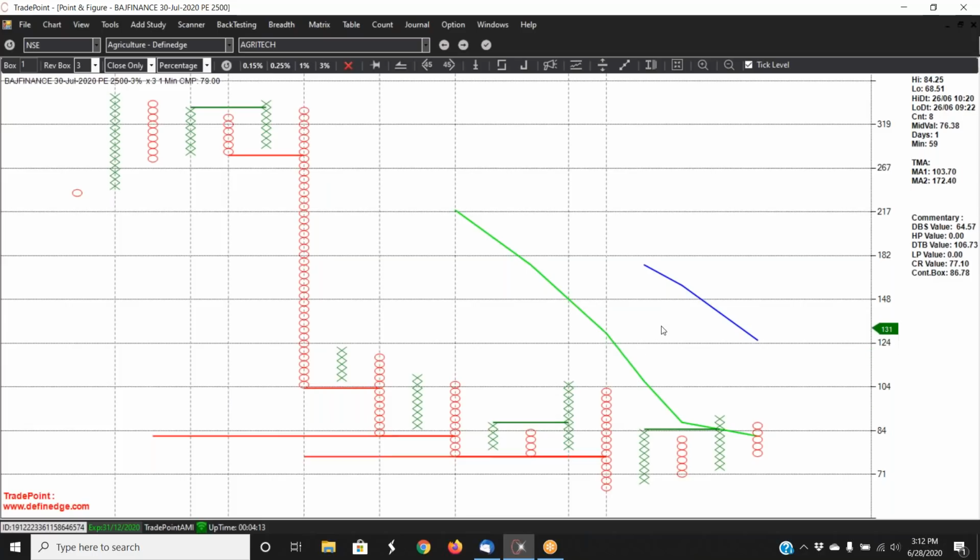I cannot say till when, but I wouldn't be surprised if it gives a move of 100, 150 points. And this is a monthly option, so it will be a positional call. Bajaj Finance 2,500 put above 100.